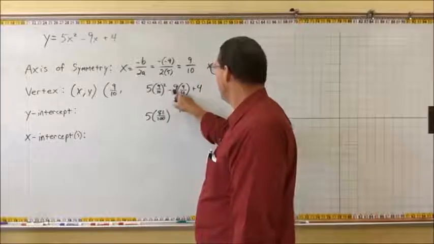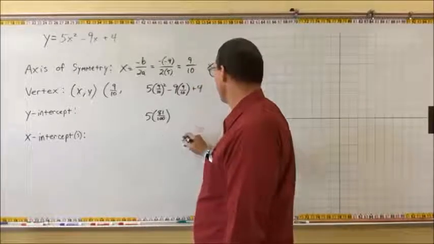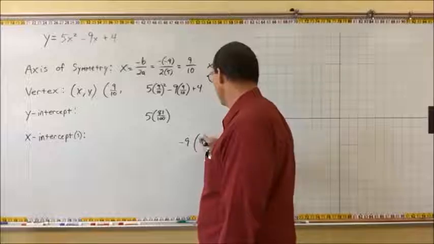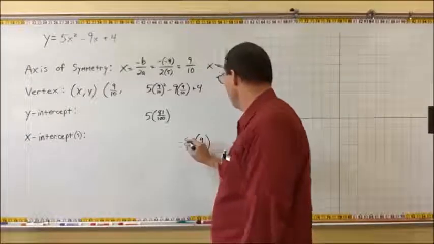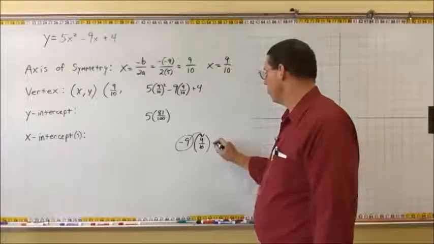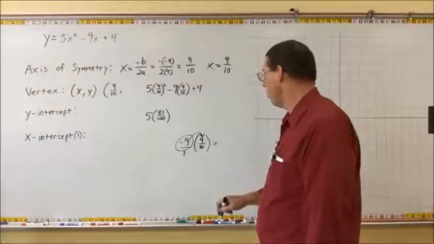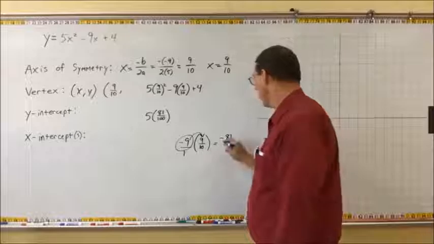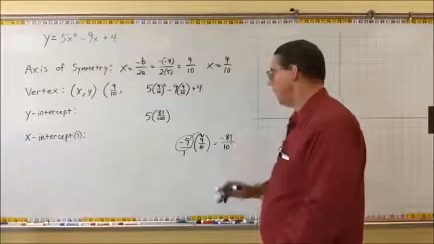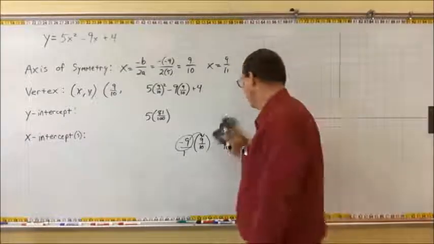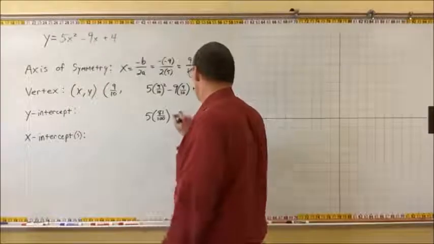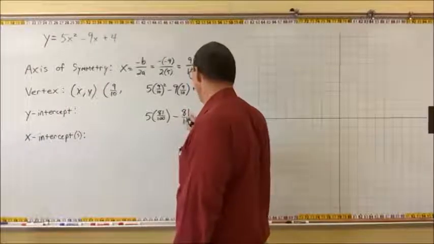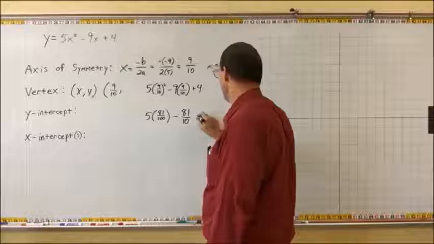Then negative 9 times 9/10. Well, we multiply the negative 9 times the numerator, because this is like negative 9 over 1. Negative 9 times 9 is negative 81. 1 times 10 is 10. And so it's negative 81 over 10. So we've got negative 81 over 10, and then plus 4.